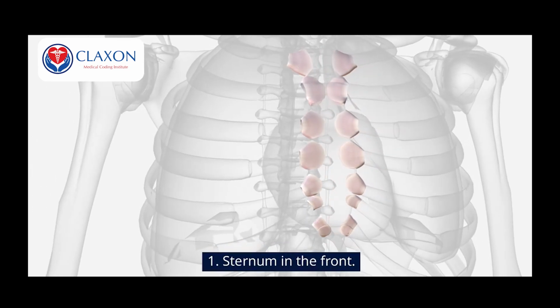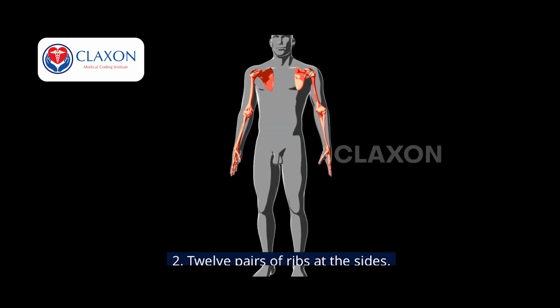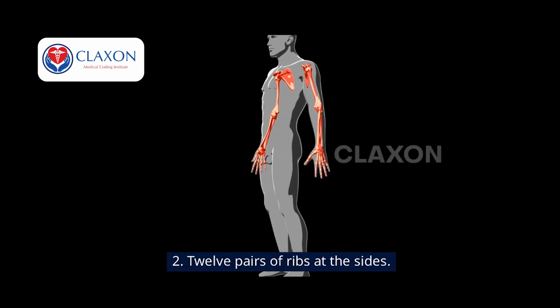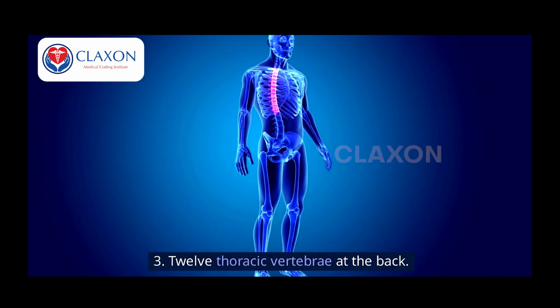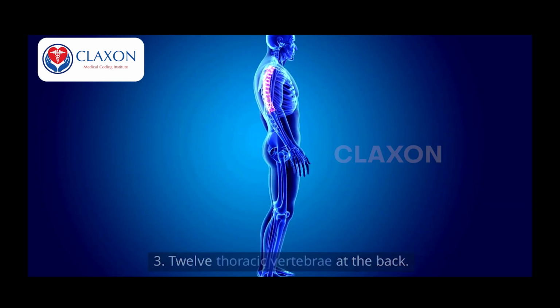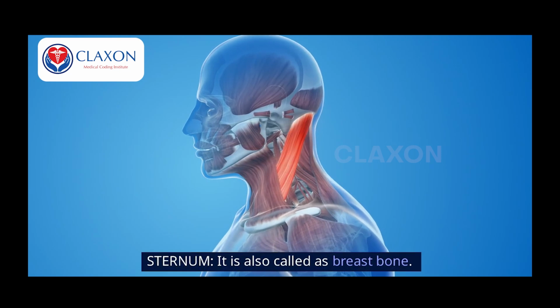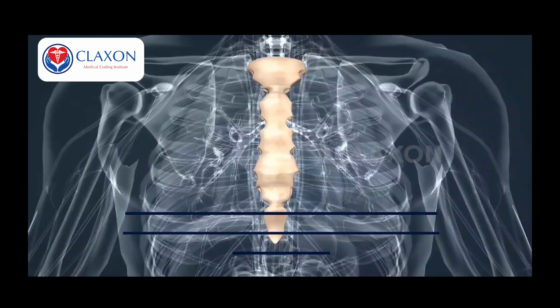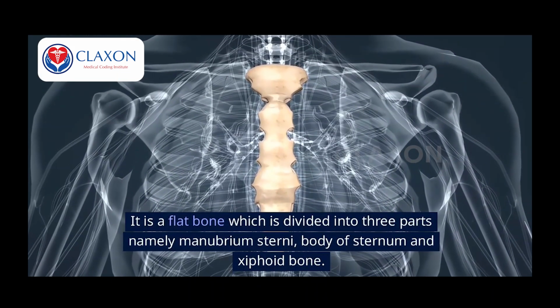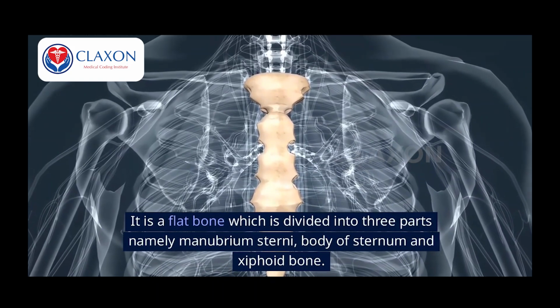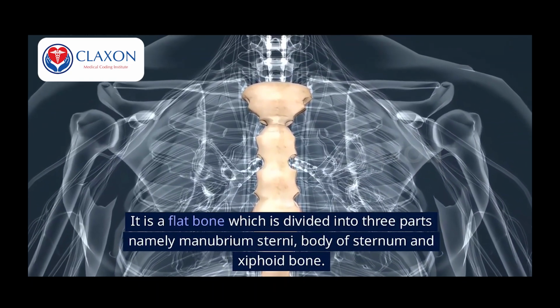1. Sternum in the front. 2. 12 pairs of ribs at the sides. 3. 12 thoracic vertebrae at the back. Sternum. It is also called the breastbone. It is a flat bone which is divided into 3 parts, namely manubrium sterni, body of sternum and xiphoid bone.